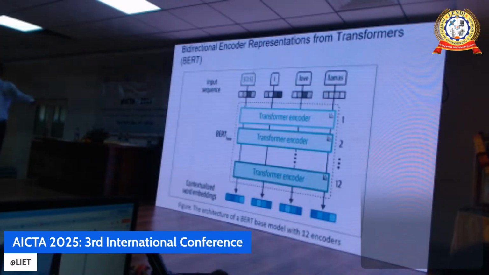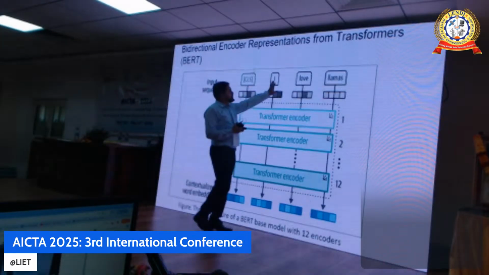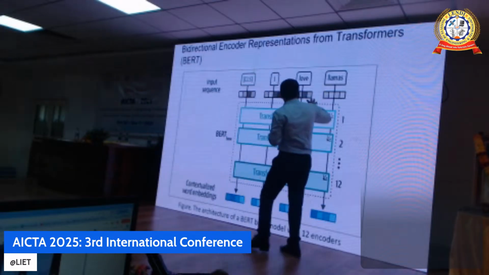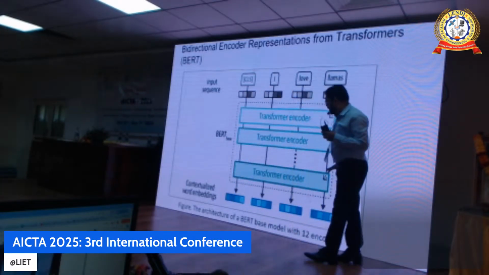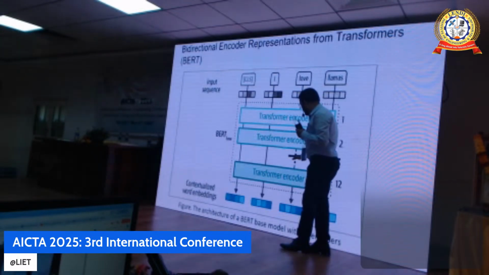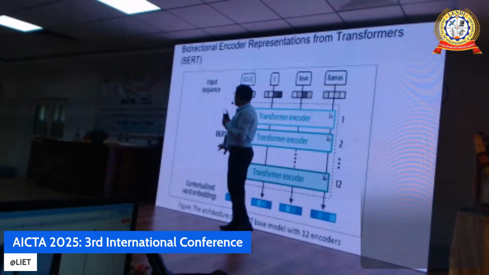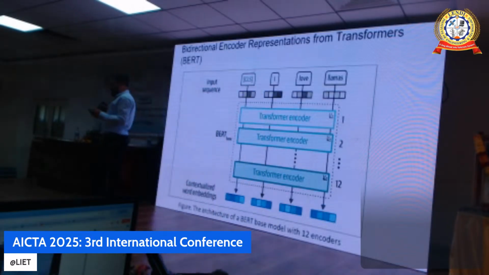What is my task now? I can use it for translation or for classification. The input sequence is given something like this. You have 12 layers here, Transformer encoder 1, 2, and so on. These 12 layers are what we call the base model. This is used for classification, named entity recognition, and so on.